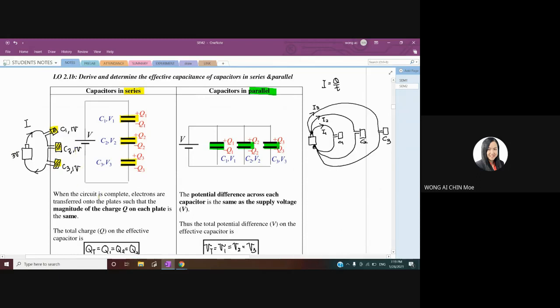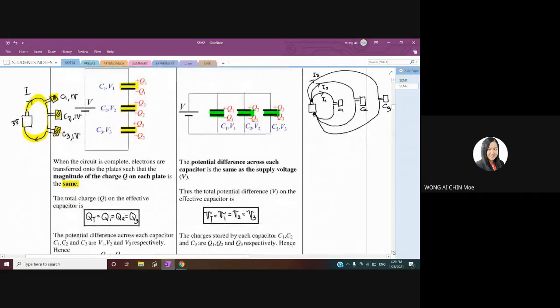Okay, so when the circuit is complete, electrons are transferred onto the plates such that the magnitude of the charge on the plates is the same. Why do we say same? Because the current comes out from the positive terminal and flows through C1, C2, and also C3 in the same quantity because we only have one wire. So the Q passing through the first capacitor will equal the Q passing through the second and also equal Q3. So this is the equation.